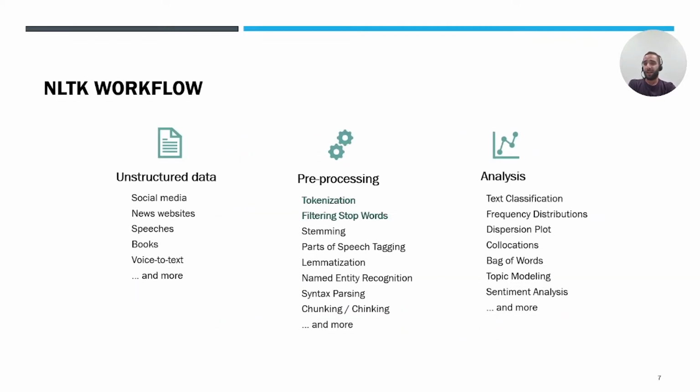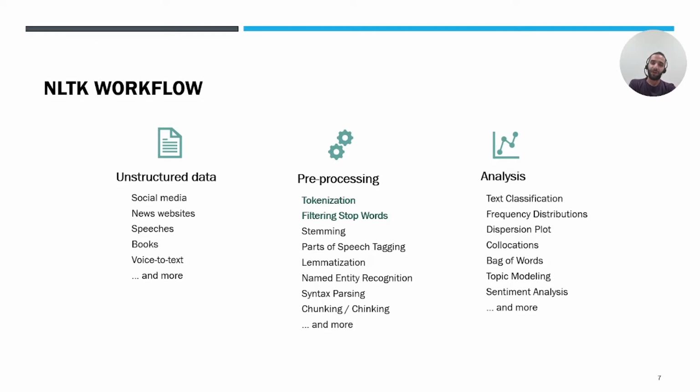A normal Nltk workflow would start by retrieving some unstructured data, then do the pre-processing, and then at the end do the analysis and get the results. So in our presentation today, we chose specific tasks of the pre-processing that we're going to talk about, and for the analysis, we're going to talk about text classification, which is a method that assigns a set of specific categories to open-ended text, which is really helpful in organizing and structuring documents.